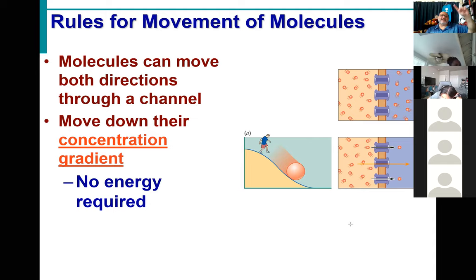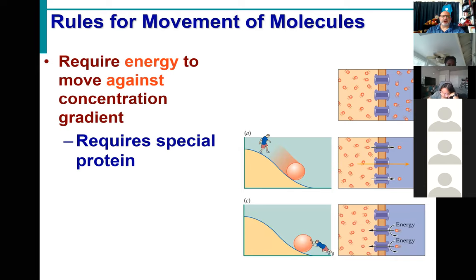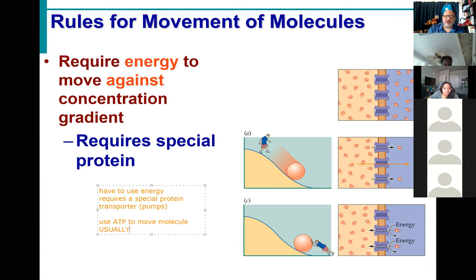However, what happens when I want to get that ball back to the top of the hill? You need to use energy. Then I need to use energy. Typically, if I want to get something to go against its concentration gradient, then I have to use energy. And to use energy, it requires a special protein. And that special protein is a transporter, or what are also sometimes referred to as pumps. And they use ATP to move the molecule. And if we're using ATP to move the molecule, usually, there's that pesky word, obviously that means there are going to be some exceptions, but usually we are moving it against its concentration gradient. Because we're trying to get it to go someplace it doesn't want to go.